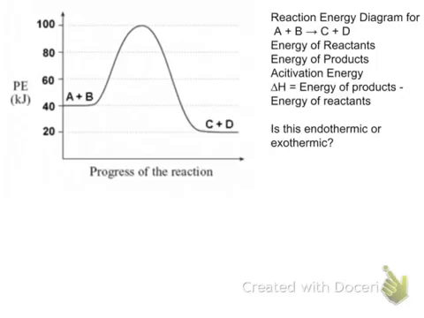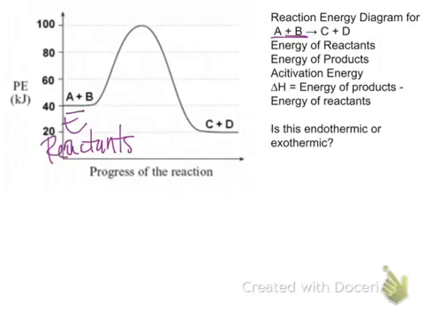I think I know some of this stuff. I have A plus B right here, so this side is the reactants of my equation. So could I assume that this side is going to be the energy of my reactants? That makes sense because we read a graph left to right, so we should start out with reactants.